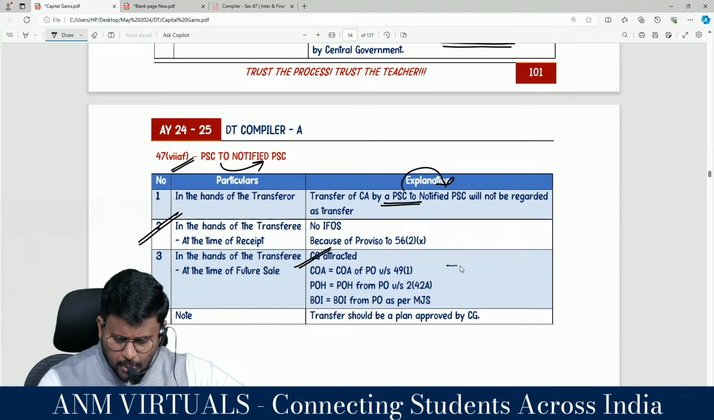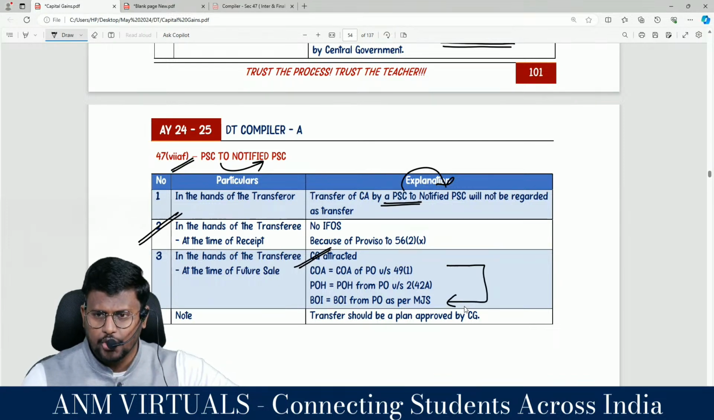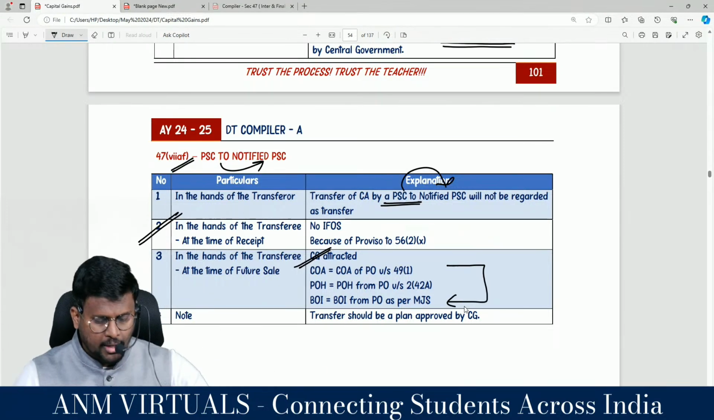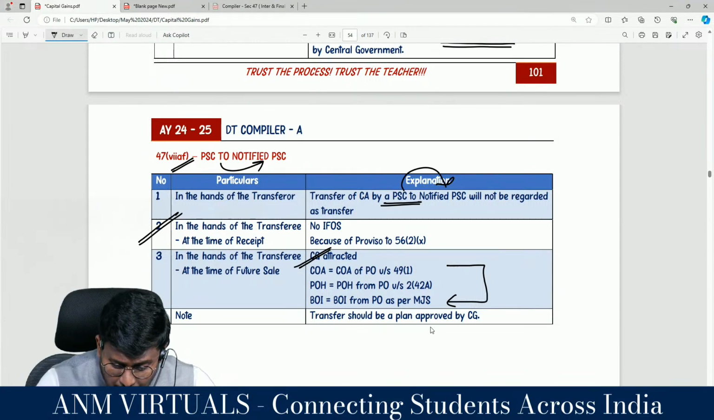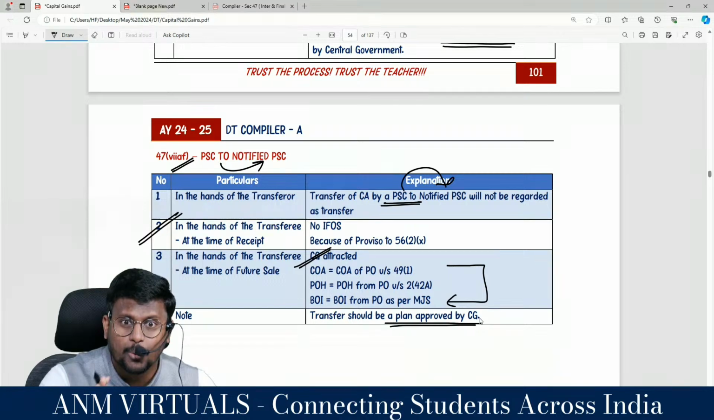Cost of acquisition is cost to the previous owner as per 49 subsection 1. Period of holding should be reckoned as per previous owner, 242A. Benefit of indexation from the previous owner as per NJSA. This transfer should be under a plan approved by the government.